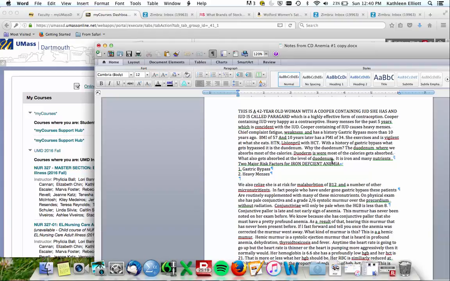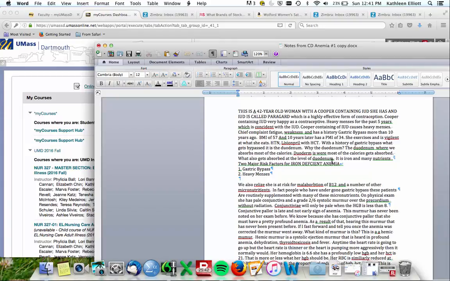She has a chief complaint of fatigue, weakness, and a history of gastric bypass more than 10 years ago. Her BMI was 57, and 10 years later, after the gastric bypass, she has a BMI of 34. She exercises and is vigilant about what she eats. She has hypertension. She's on lisinopril.